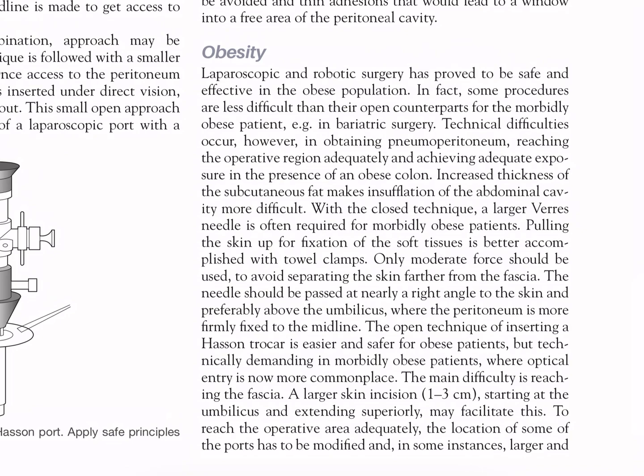With the closed technique, a larger Veress needle is often required for morbidly obese patients. Pulling the skin up for fixation of the soft tissues is better accomplished with towel clamps. Only moderate force should be used to avoid separating the skin farther from the fascia. The needle should be passed at nearly a right angle to the skin and preferably above the umbilicus where the peritoneum is more firmly fixed to the midline. The open technique of inserting a Hassan trocar is easier and safer for obese patients but technically demanding in morbidly obese patients, where optical entry is now more commonplace.